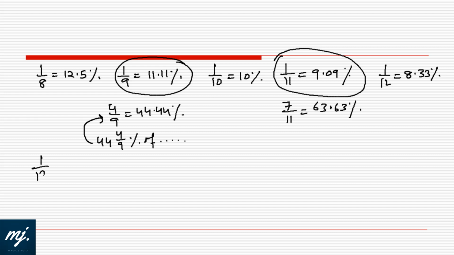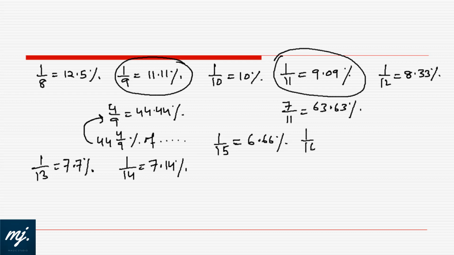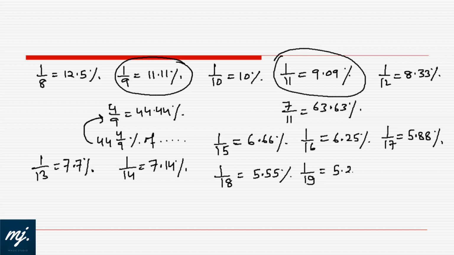1 by 13, calculator value would be something like 7.6869. 7.7% is fair enough for 1 by 13. 1 by 14 is half and double, that is 7.14%. 1 by 15, the famous one, symbol of devil, 6.66%. 1 by 16, half of 1 by 8, 6.25%. 1 by 17, a prime number, so we need to remember this, 5.88%. 1 by 18 is 5.55%. 1 by 19, 5.25%. And 1 by 20 as 5%.